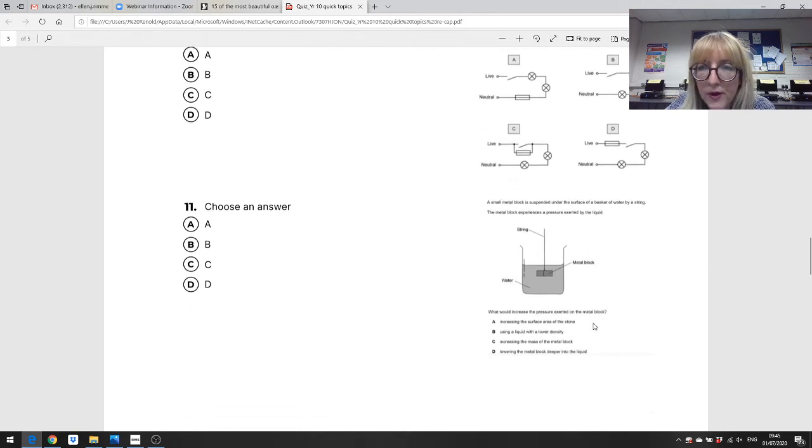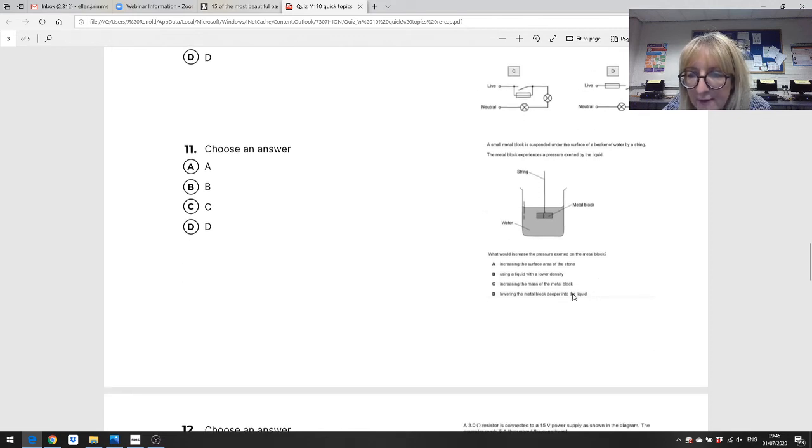Right, question 11. A small metal block is suspended in the surface of a beaker. It experiences pressure. What would increase the pressure exerted on the metal block? Increasing the surface area of the stone. Well, that would make the pressure less, because P equals F over A. A smaller density of liquid would be less pressure.